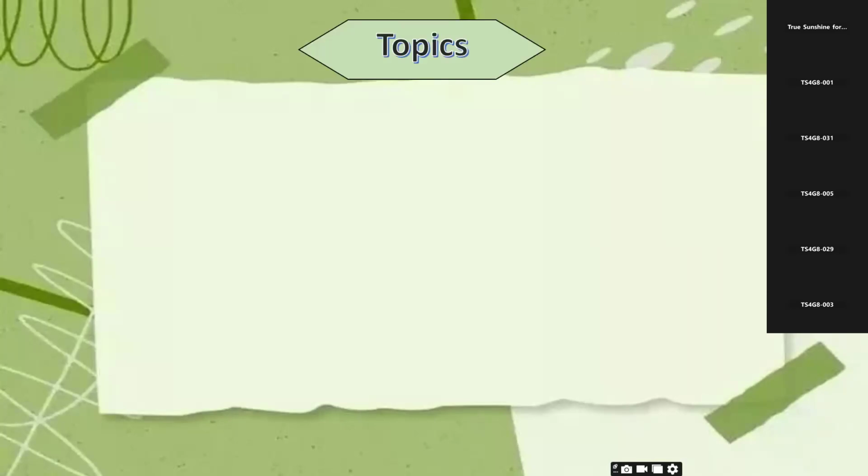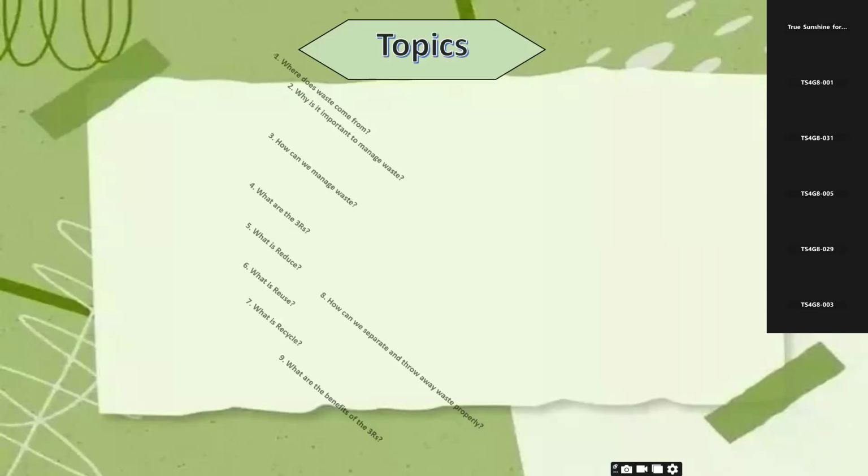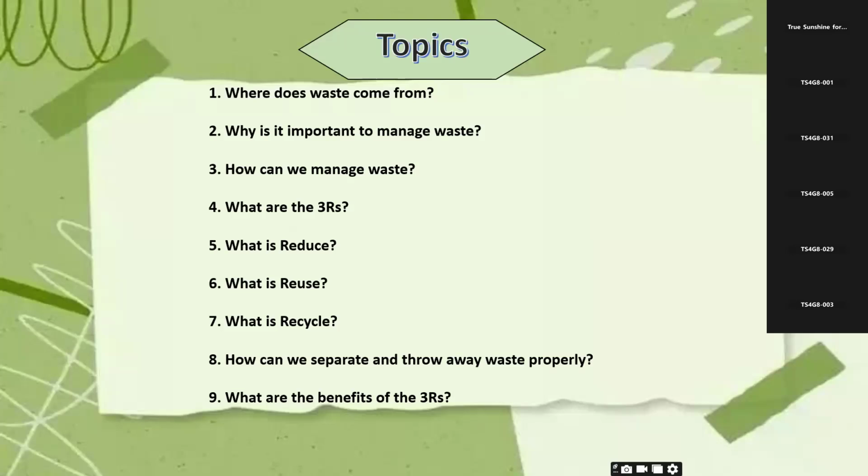Today, we are going to talk about the following topics. Where does waste come from? Why is it important to manage waste? How can we manage waste? What are the three R's? What is reduce? What is reuse? What is recycle? How can we separate and throw away waste properly? What are the benefits of the three R's?